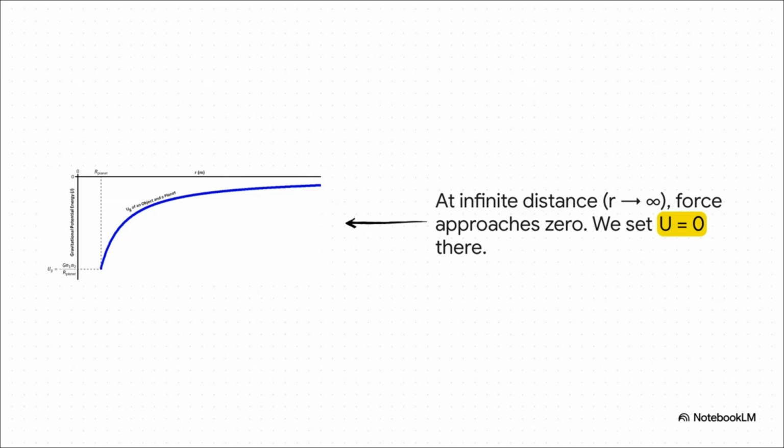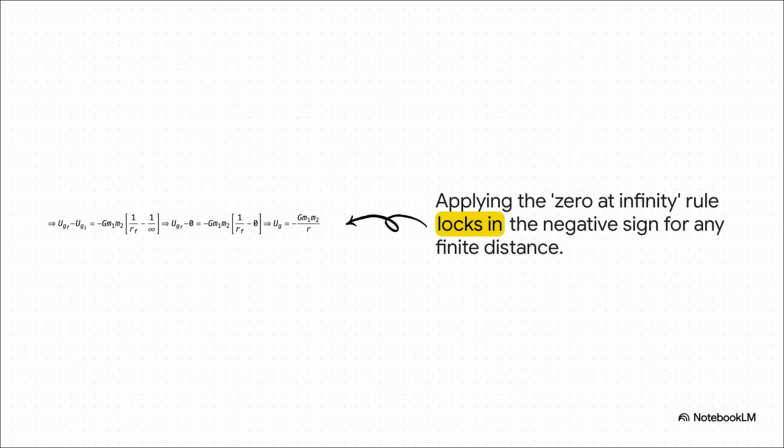We define the potential energy of a system to be zero when the two objects are infinitely far apart. And you can see it right on this graph. The energy curve gets closer and closer to that zero axis as r gets huge. Now, when we take this zero at infinity rule and we apply it to the equation we built, everything simplifies beautifully. The starting potential way out at infinity just becomes zero, and we are left with our final famous formula. And boom, there it is. The potential energy for any two objects at any normal, finite distance r is now locked in. It has to be a negative value.